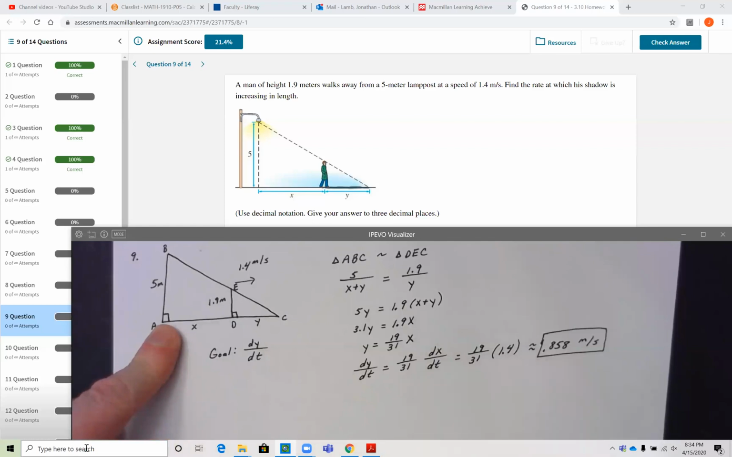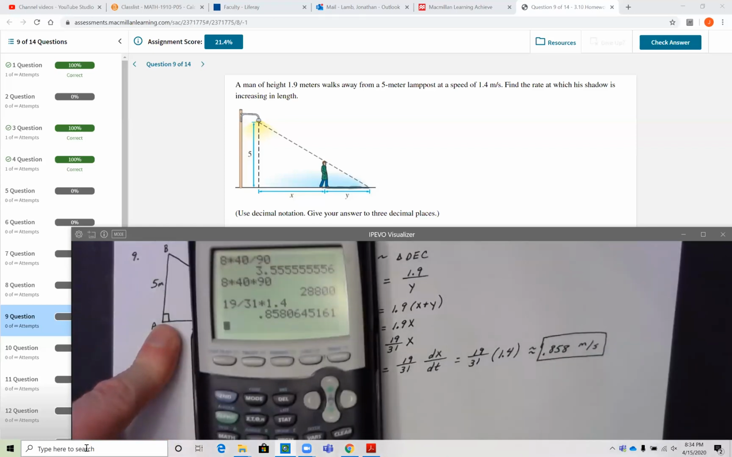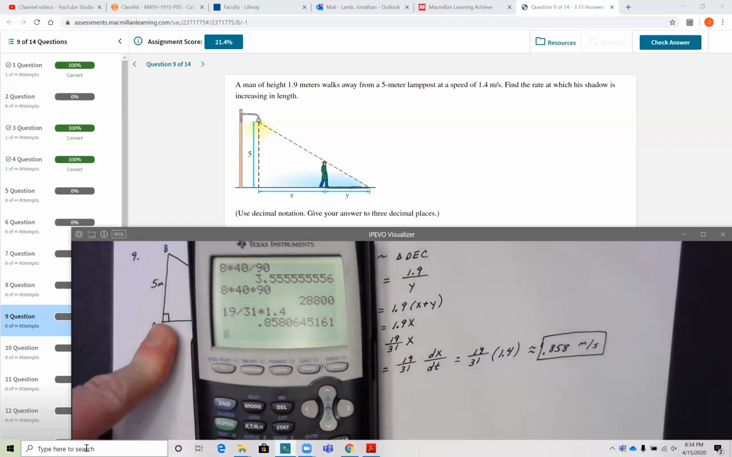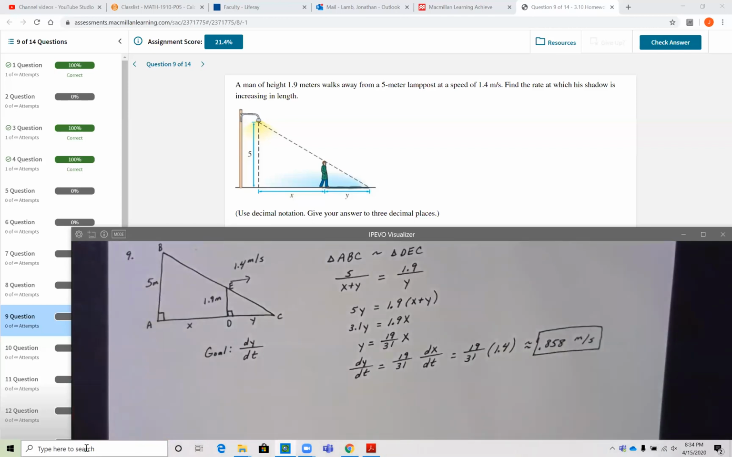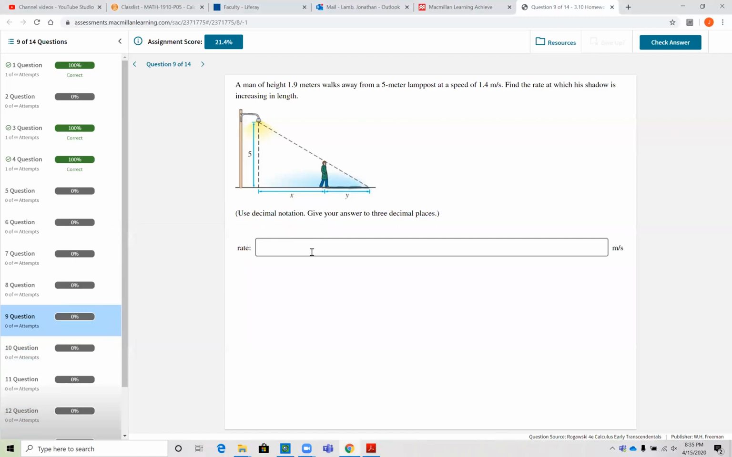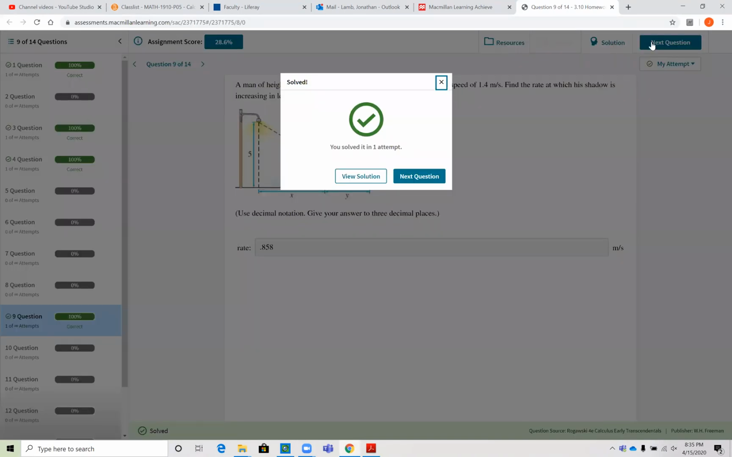I took that 19 over 31 multiplied by 1.4, and I got my 0.858, and we know that that should be in meters per second. It did say round to 3 decimal places, so now this should be the answer that we plug in right here, 0.858, and check that answer, and we see that that answer is great.